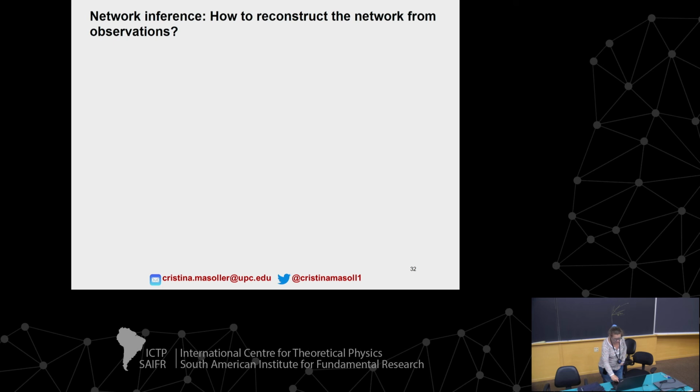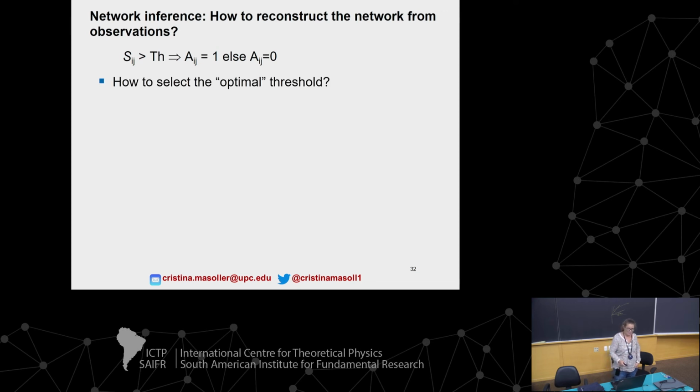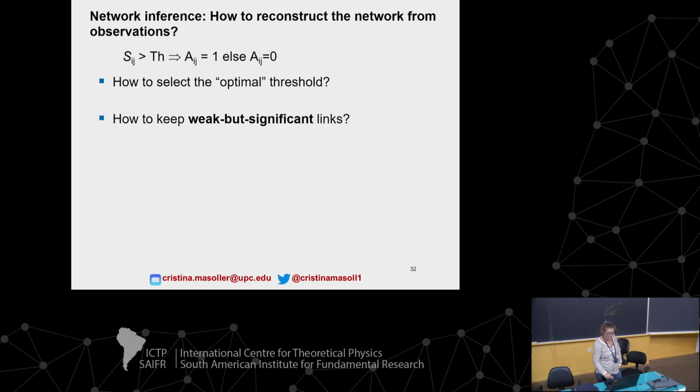And the last problem that I wanted to talk about is how to infer the network from data. Suppose you have the data and you want to find out how the system is connected. Which are the real links? Which are the links that do not exist? We know that if the similarity measure is above a threshold, they are connected, otherwise they're not connected. And how can you select an optimal threshold, if such a thing exists?